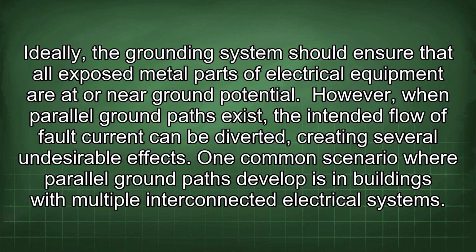Ideally, the grounding system should ensure that all exposed metal parts of electrical equipment are at or near ground potential. However, when parallel ground paths exist, the intended flow of fault current can be diverted, creating several undesirable effects. One common scenario where parallel ground paths develop is in buildings with multiple interconnected electrical systems.